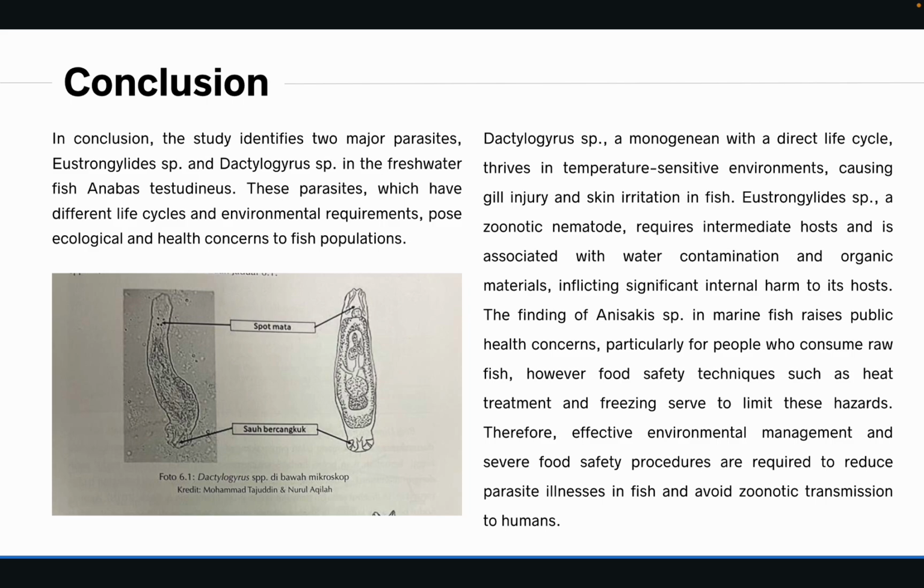The finding of Anisakis species in marine fish raises public health concerns, particularly for people who consume raw fish. However, food safety techniques such as heat treatment and freezing serve to limit these hazards. Therefore, effective environmental management and food safety procedures are required to reduce parasitic illness in fish and avoid zoonotic transmission to humans.